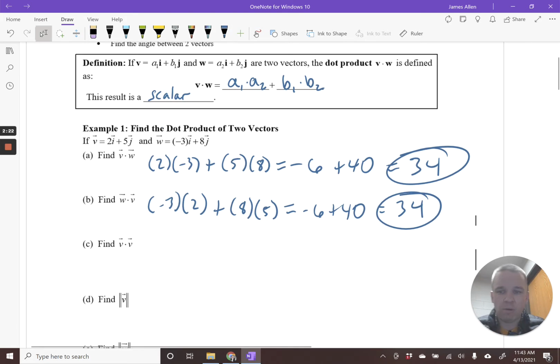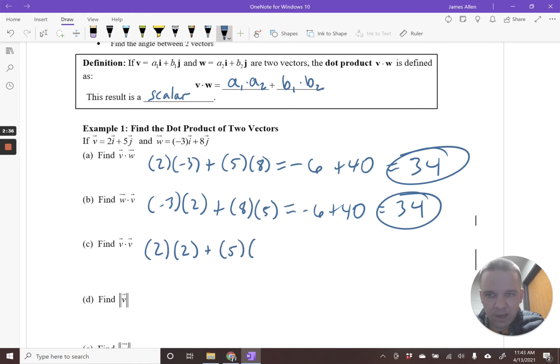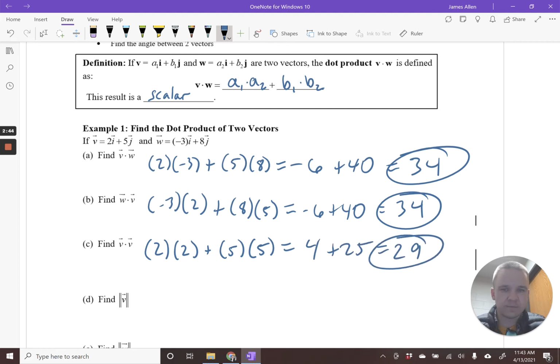Okay, how about v dot v? So what would I do there? Well, I would have 2 times 2 plus 5 times 5, so I get 4 plus 25, that equals 29. Very nice. I keep saying times because you see that multiplication sign over and over, and it's just out of habit. All right, so the dot product of v and v is 29.